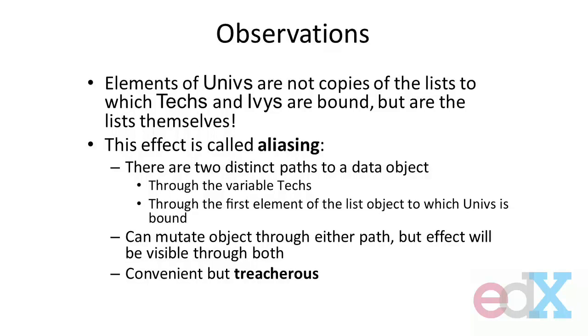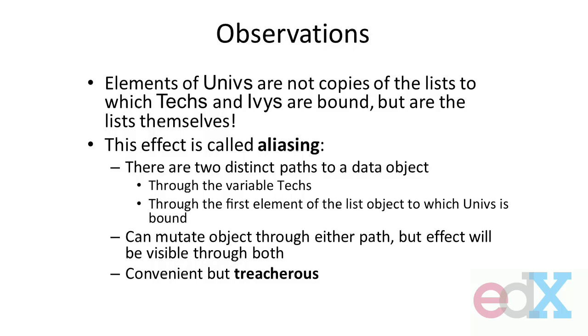Let's make some observations out of this. The elements of univs are not copies of the list to which ivies and text are bound, but are the lists themselves. I got the value of text, which pointed to the list. And this effect is something we call aliasing. Basically, what does aliasing say? It says we have 2 distinct paths to a data object. One is through the variable text in this case. There's a second one through the first element of the list object to which univs is bound. And one of the effects of that is that I can mutate an object through either path, but the effect will be visible to both.